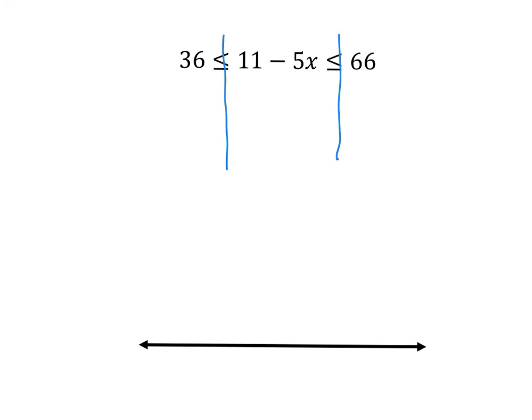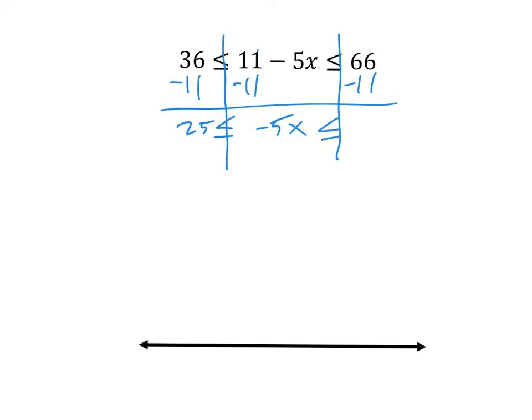So for example, we'll start by subtracting this 11, and I will subtract 11 from the 36, from the middle part, and from the 66. So 36 minus 11 will give me 25. We'll keep our inequality symbols the same, so I'll just bring those down. 11 minus 11 cancels out, so we're left with negative 5x in the middle, is less than or equal to 66 minus 11, which gives us 55.